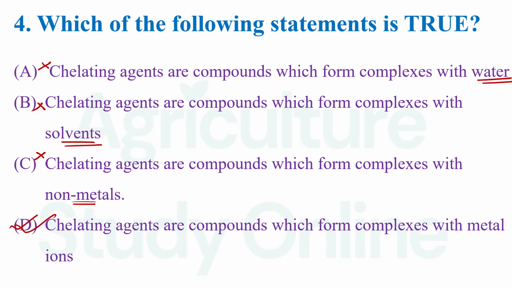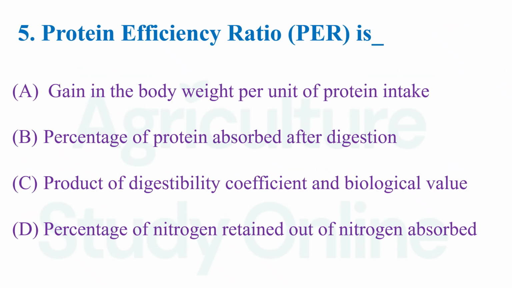Chelating agents are compounds which form complexes with metal ions. This is correct, since a chelating agent binds with metals, for example Fe, Cu, Ca, and they form stable complexes. Chelating agents trap the metal ions and form stable complexes. The correct option is D.